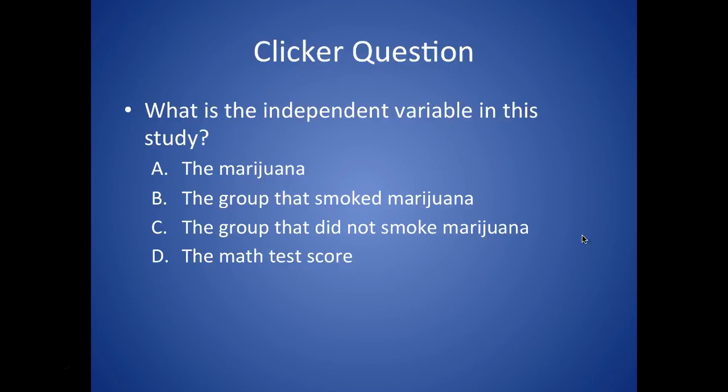So, first question. What is the independent variable in this study? I'll let you think about that for a second. The marijuana, the group that smoked the marijuana, the group that didn't smoke the marijuana, or the math test? The answer is the group that smoked the marijuana.